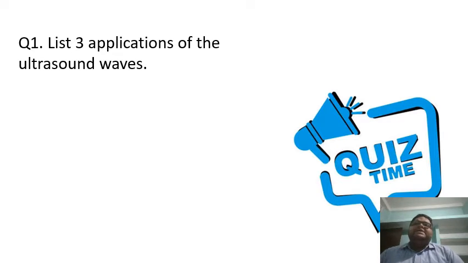After that, what is another use? The ultrasound waves can be used to detect flaws in metals, like if the metal has bent, or if the metal has cracked, or if there is a small hairline fracture in the metal. These types of defects can be picked up by the ultrasound waves. So this was the second application of the ultrasound waves.